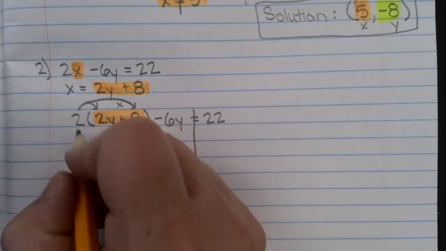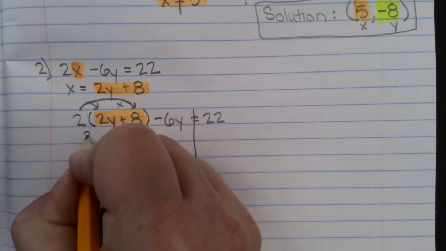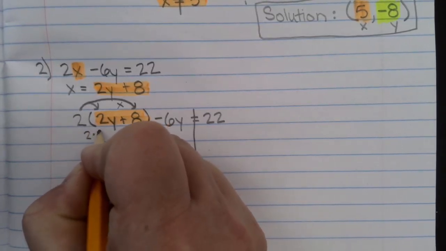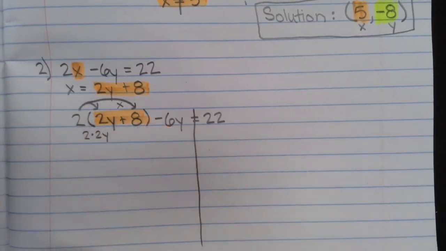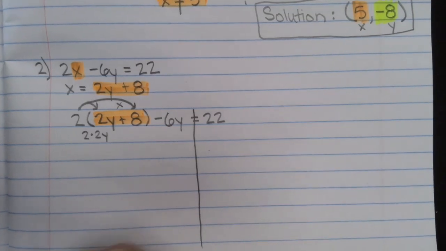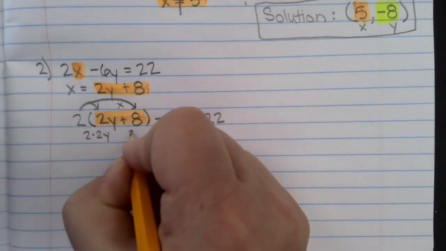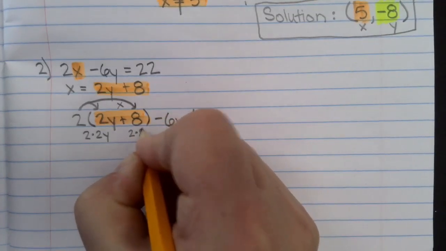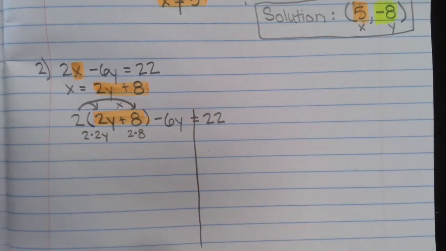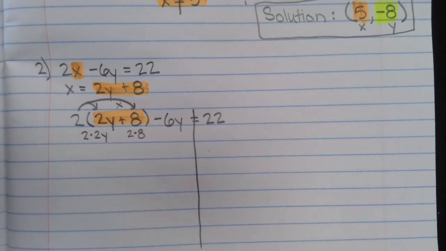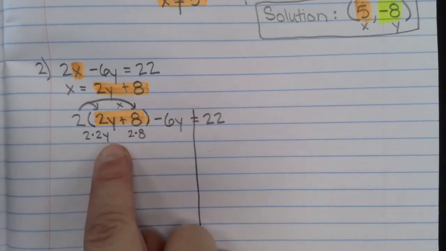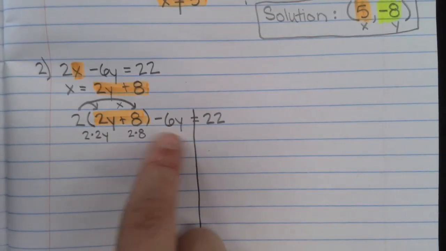If you need that reminder, it's been a while since we've distributed, so if you want to write that down, it's 2 times 2y, and then 2 times, what's the second part? 8. Do I need to do 2 times the 6y? No, because it's not in the parentheses. Good, it's not in the parentheses.